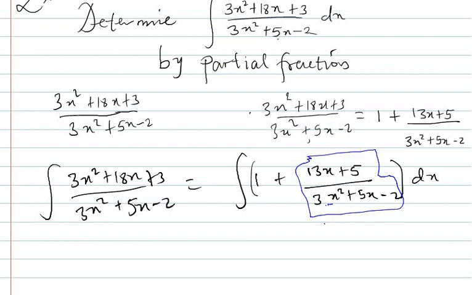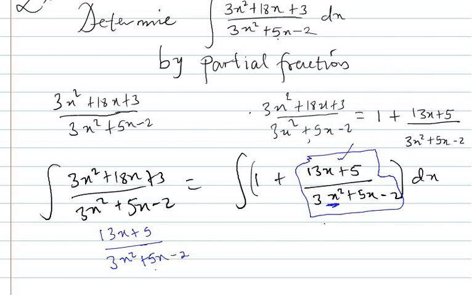As you see, the degree of the denominator, x squared, is higher than the degree of the numerator, which is 1. So it is good to go, and we can apply partial fractions. Since the only problem is here, let's consider this part. So we can come back and say (13x plus 5) all over (3x squared plus 5x minus 2).